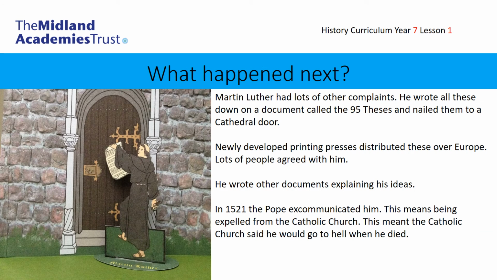Well, what happened next? Martin Luther had lots of other complaints. He wrote all these down on a document called the 95 Theses and nailed them to a cathedral door. Believe it or not, at the time, he wasn't trying to cause lots and lots of trouble. The language of his document was very respectful and academic. He was trying to convince the Catholic Church to change.